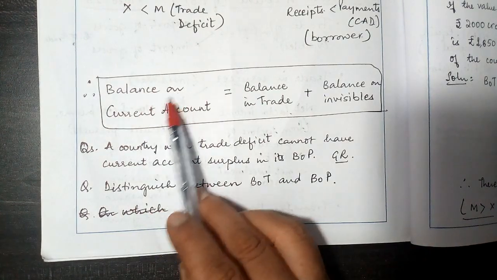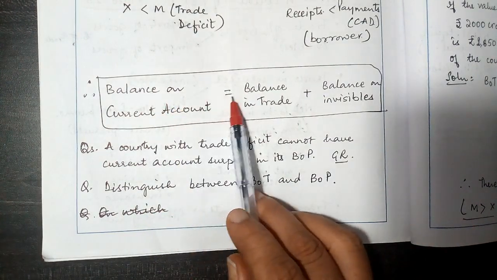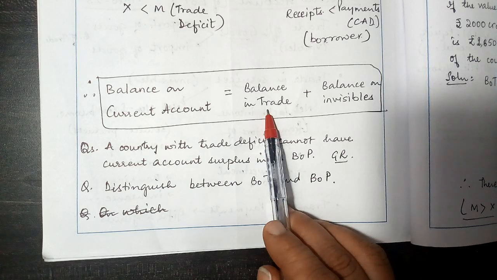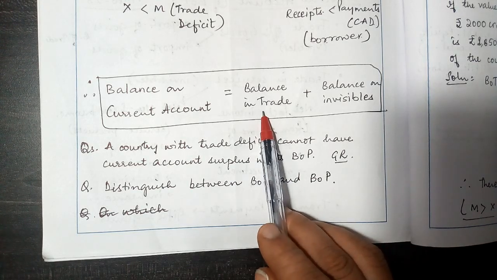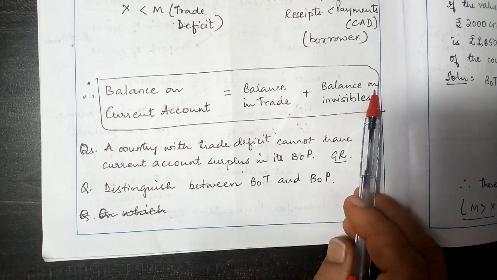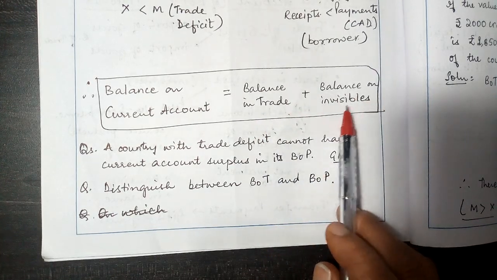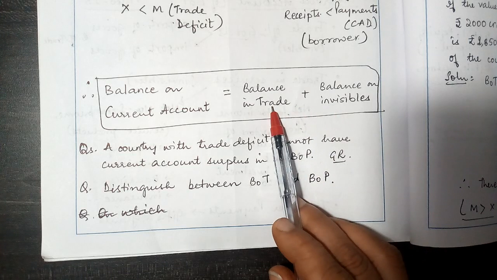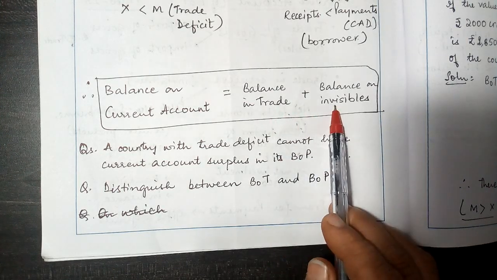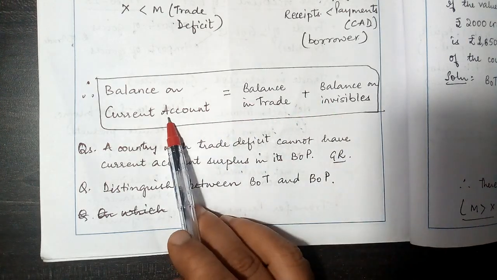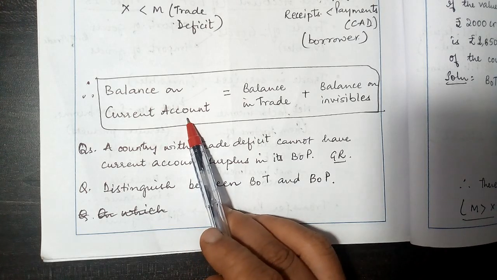Hence, balance on current account is equal to balance of trade. What was balance of trade? Export and import of goods, plus balance on invisibles. Invisibles are services. So goods and services gives us the balance on current account.